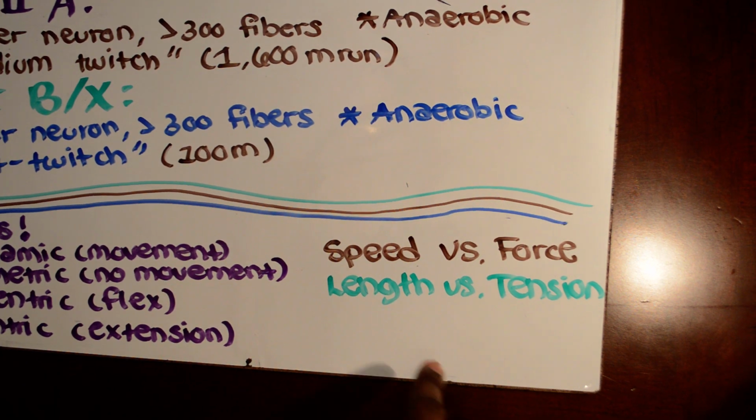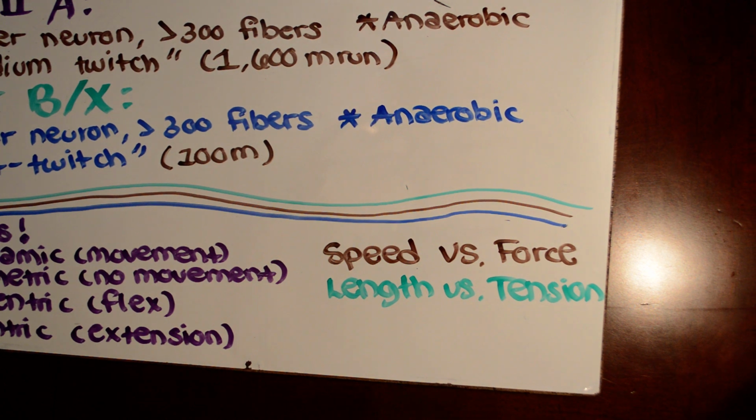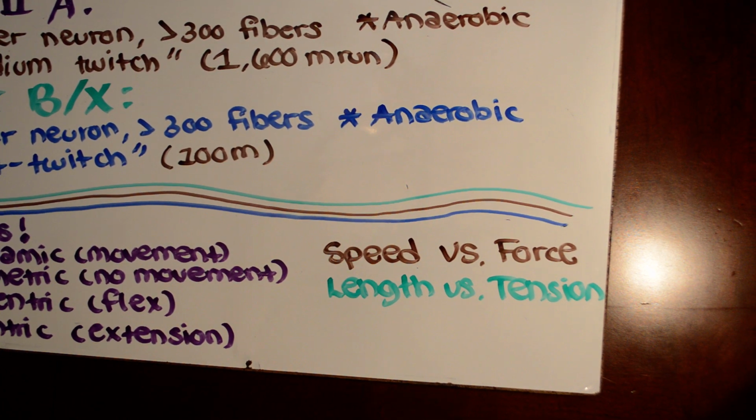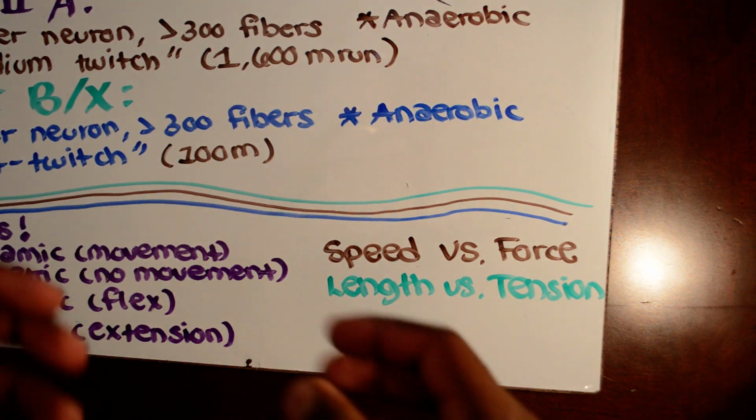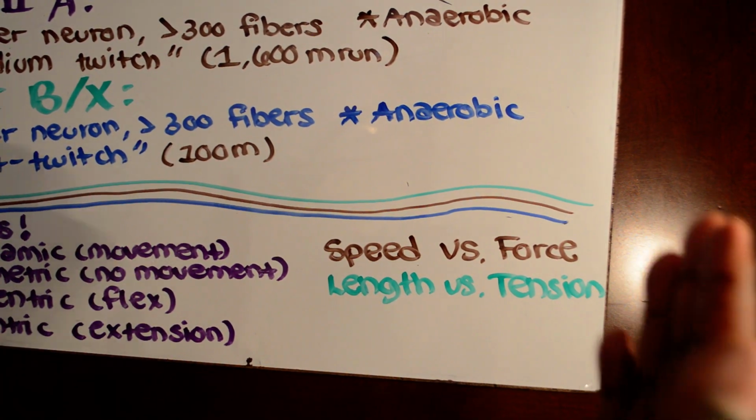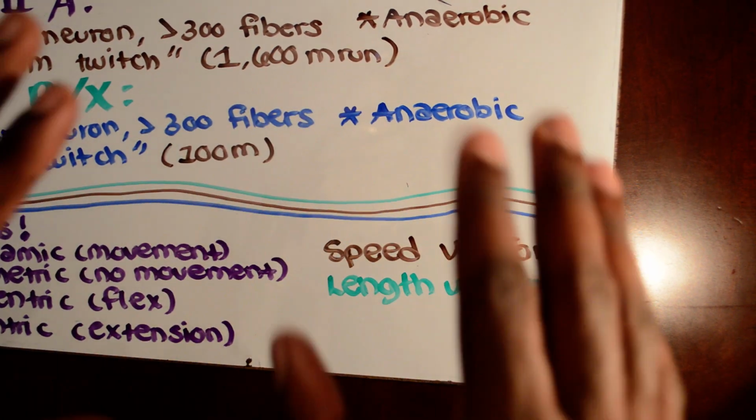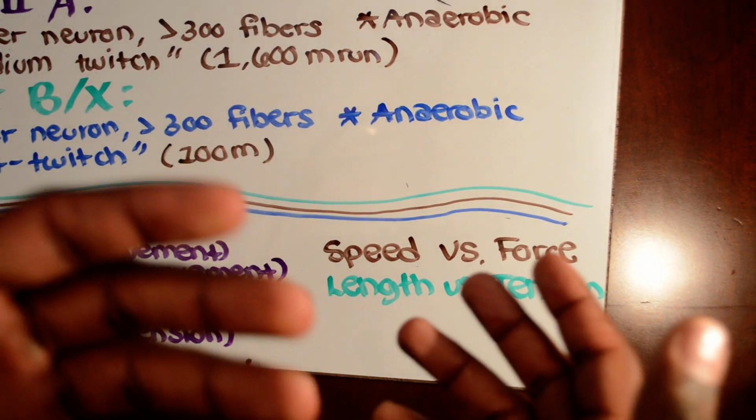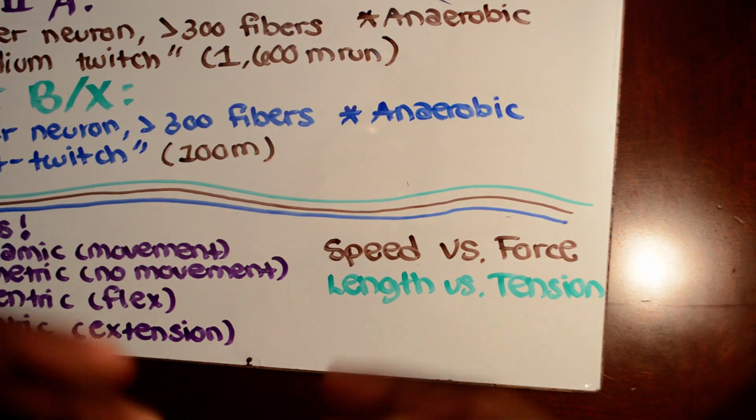So the next thing that we have to talk about is the length versus tension. This is more so talking about the optimal level of sarcomeres. Essentially what this hypothesis states is that sarcomeres have to operate in an ideal range. If it's too small or too large, outside of that range, no force can be generated. The muscles can't contract in the way that they want to.